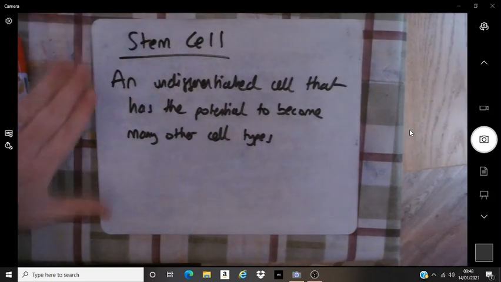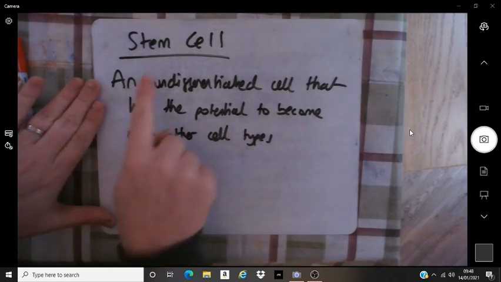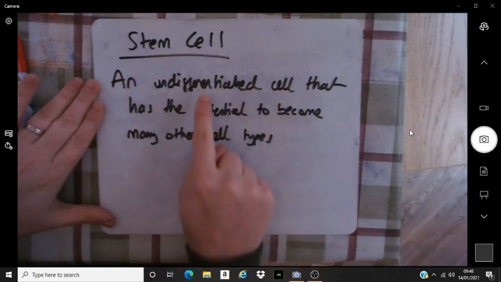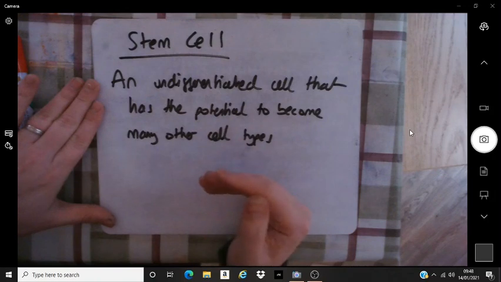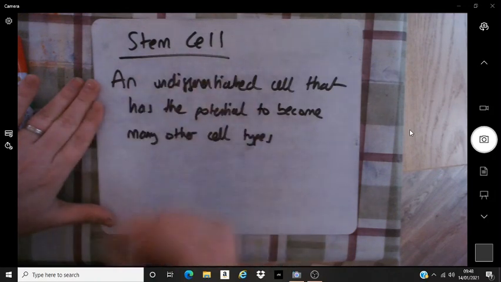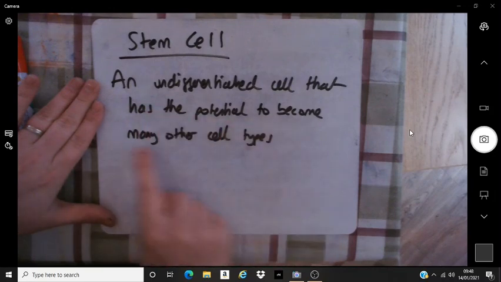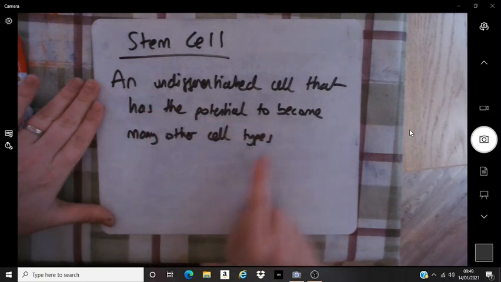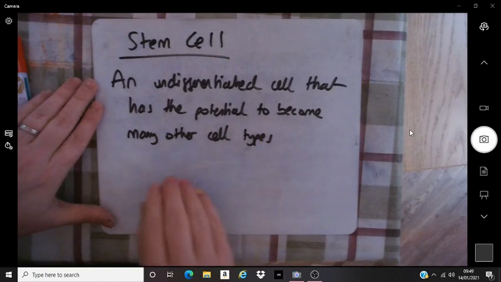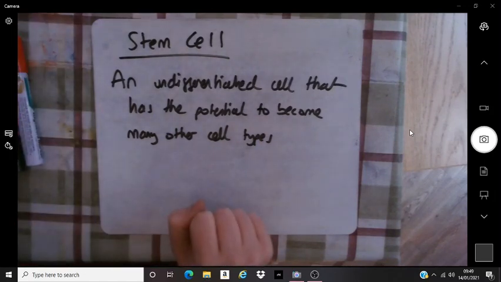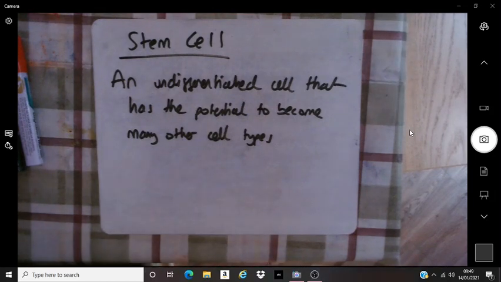So a stem cell definition is really crucial, guys. It's a 2 marker. One for identifying it as an undifferentiated cell. That means it hasn't done the process of differentiation because it's not a specialized cell. But it also has the potential to become many other cell types. A nice example, stem cells in your bone marrow, so in the hollow in your bone, they have the ability to become bone cells, blood cells, and even skin cells. So those stem cells can become many other cell types.